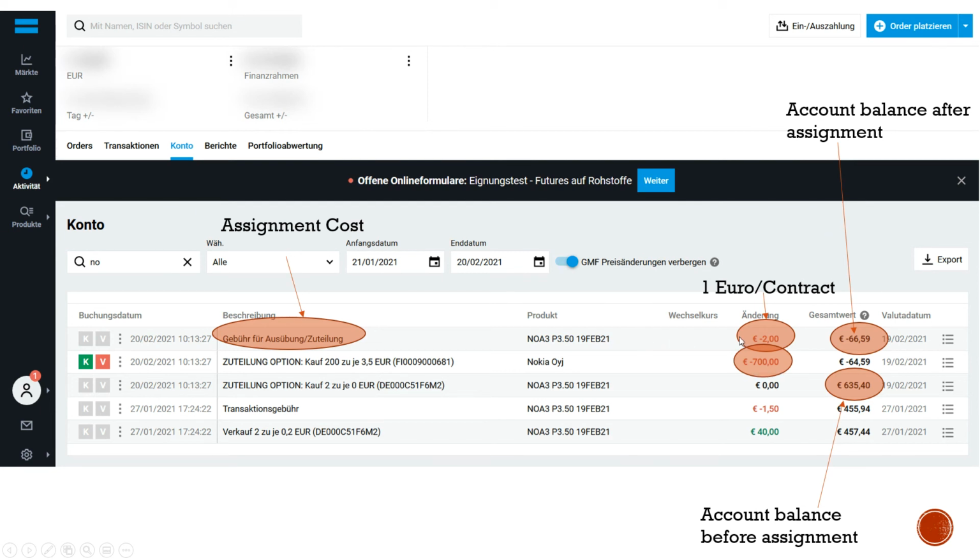So that's what is showing here, this 700, because I had two contracts. And what you see also here is I have to pay a fee of 2 euros as well, which is 1 euro per contract for the assignment. So this is the fee when you are assigned, which you have to pay additionally. If you see here, my account had 3635, and then I paid 702, and this is, let's say, my account balance now as we speak.